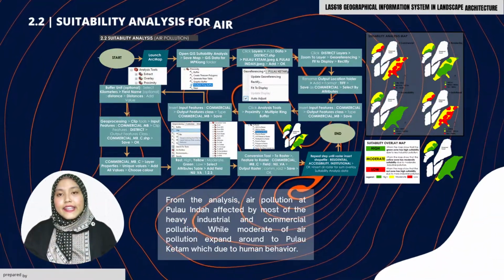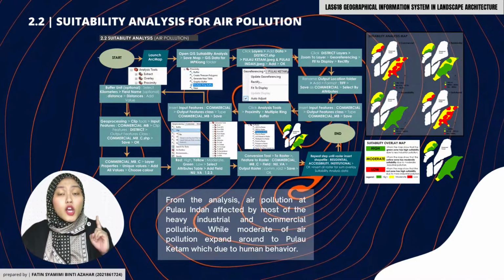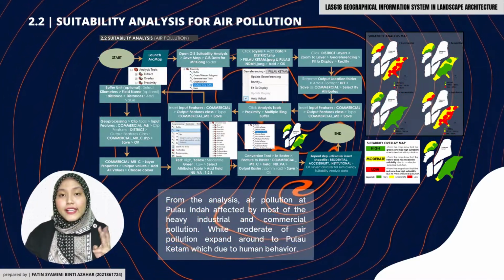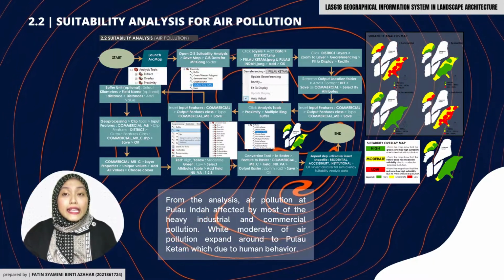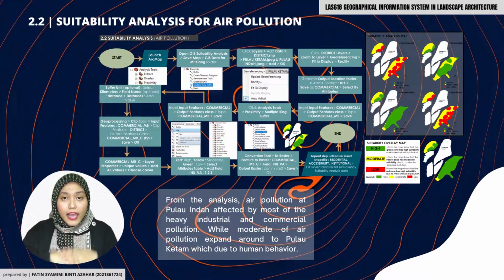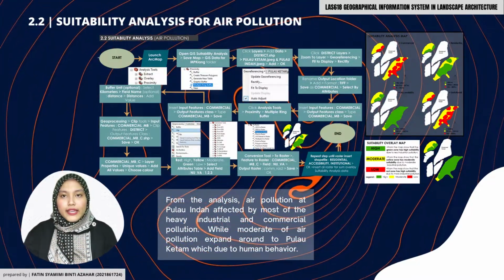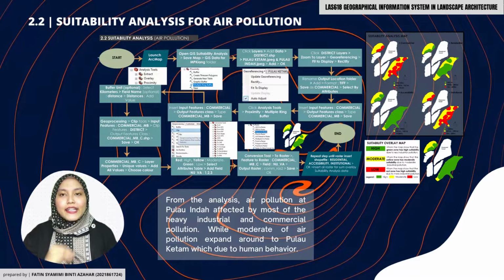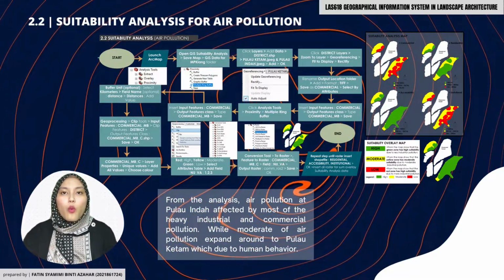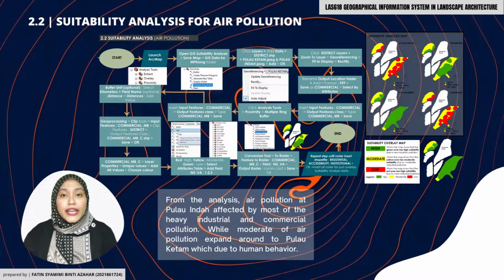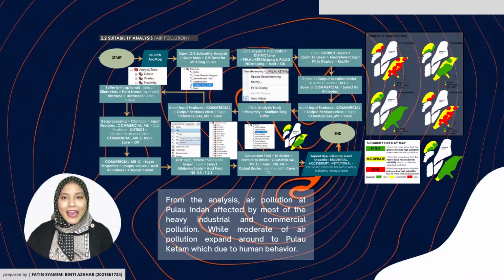From the analysis, there are 4 factors that influence the suitability, which are commercial, institutional, residential, and accessibility. As you can see from the map, the green zone is high suitability, yellow is moderate, while the color red is low suitability. Air pollution at Pulau Indah is affected by most of the heavy industrial and commercial pollution, while moderate air pollution expands to Pulau Ketam, which is due to human behavior.